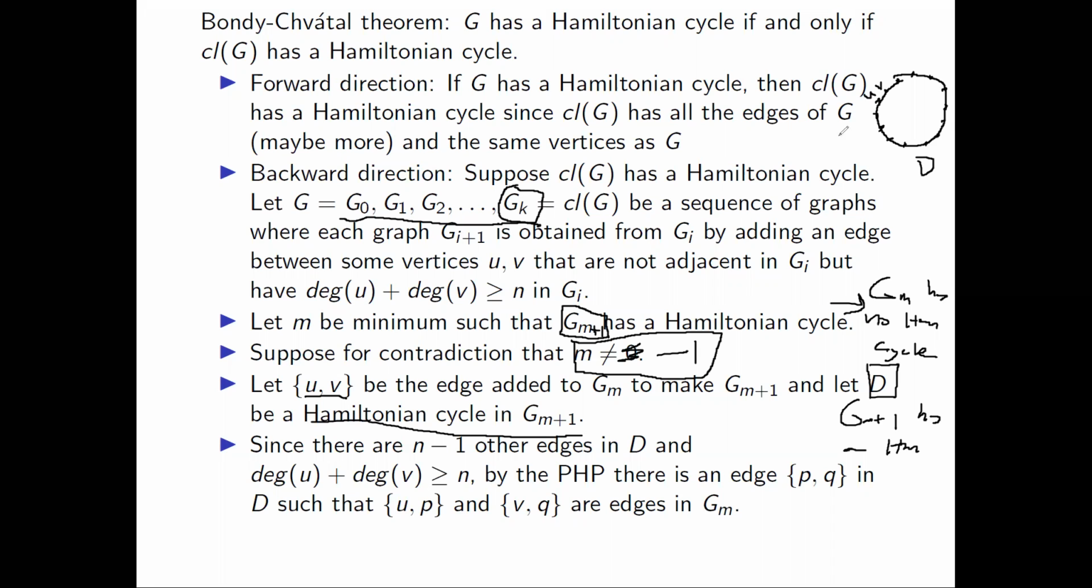We know that since it's a cycle on n vertices, it has n minus 1 other edges. We also look at U and V here, and we know by the definition of our sequence, by the definition of this UV right here, the edge UV was added to GM to make GM plus 1. And these added edges satisfy the requirement that the sum of the degrees of U and V in GM had to have been at least n. So degree U plus degree V is at least n, and this is, again, true in GM.